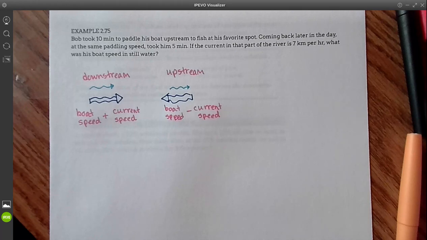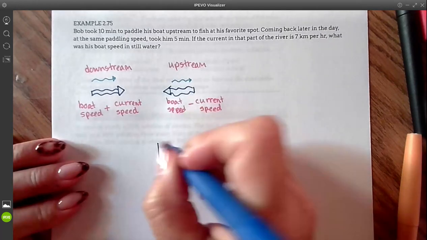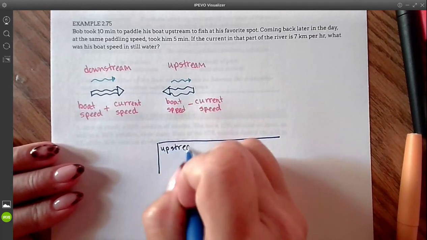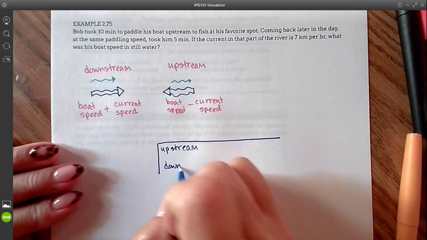So let's make our table. We're going to have upstream and downstream.